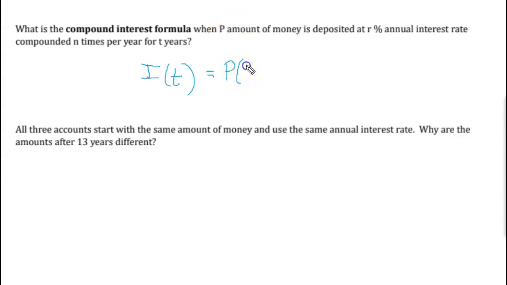We are earning interest, so it is still going to be 1 plus. So there are things that are very similar to just our standard exponential model. We have an initial amount. It's growth, so we are adding to 1.